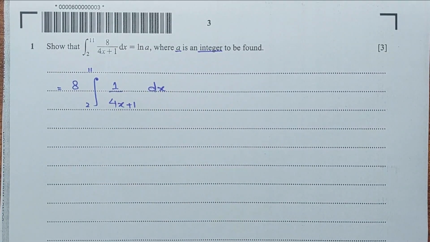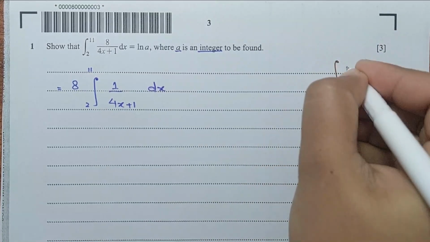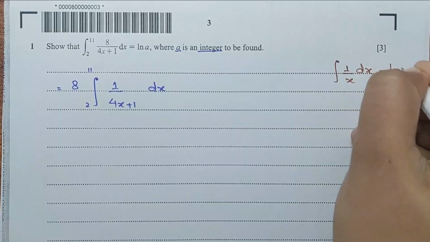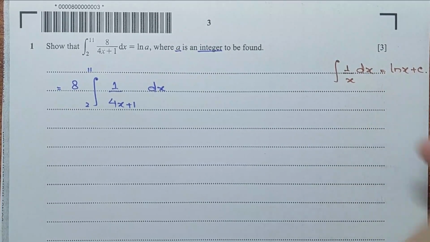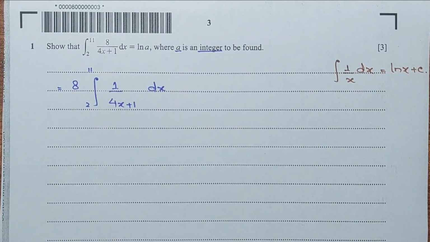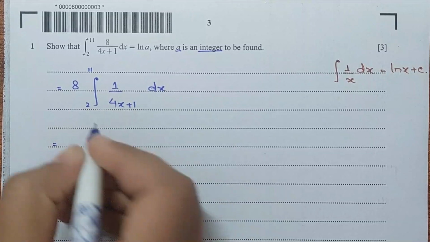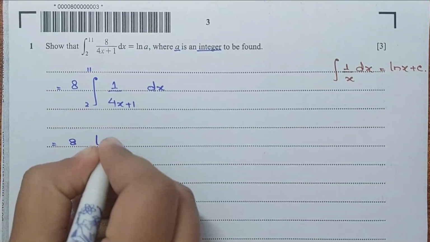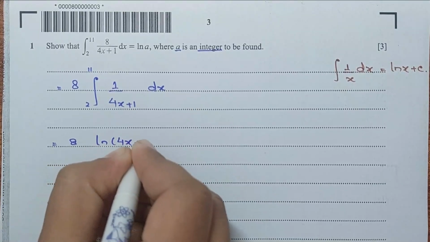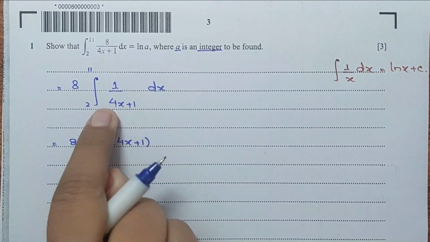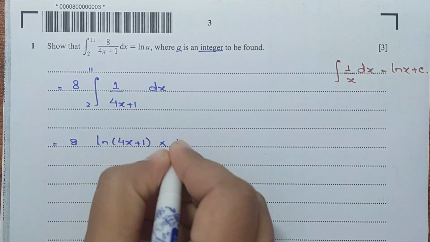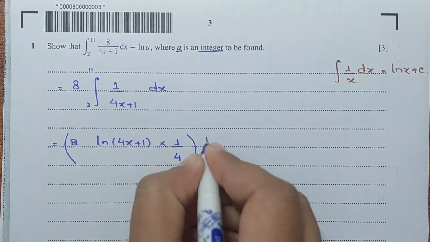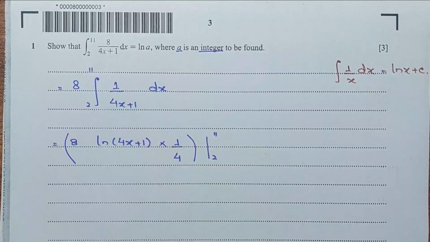Now we know that the integration of 1 over x dx is equal to ln x plus some constant of integration if it is an indefinite integral, but it is a definite integral, so we are not adding the constant of integration. So we have 8 times ln of 4x plus 1, and the derivative of 4x plus 1 is just 4, so 1 over the derivative is 1 over 4, and the limits are from 2 to 11.